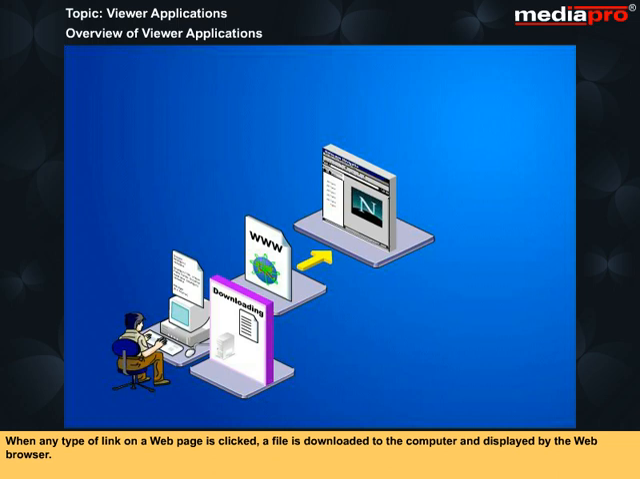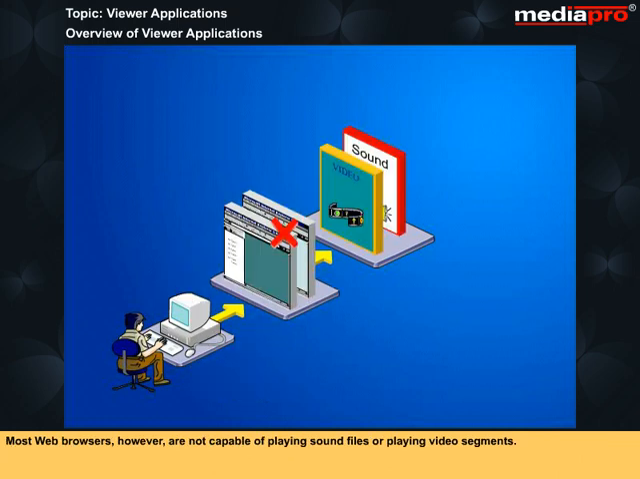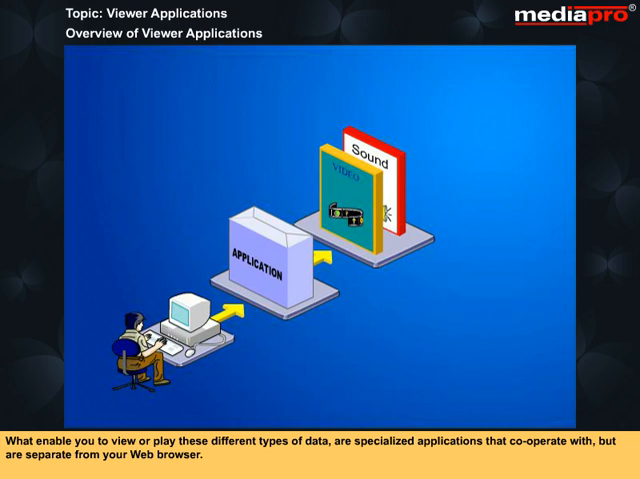When any type of link on a web page is clicked, a file is downloaded to the computer and displayed by the web browser. Most web browsers, however, are not capable of playing sound files or playing video segments. What enables you to view or play these different types of data are specialized applications that cooperate with, but are separate from, your web browser.